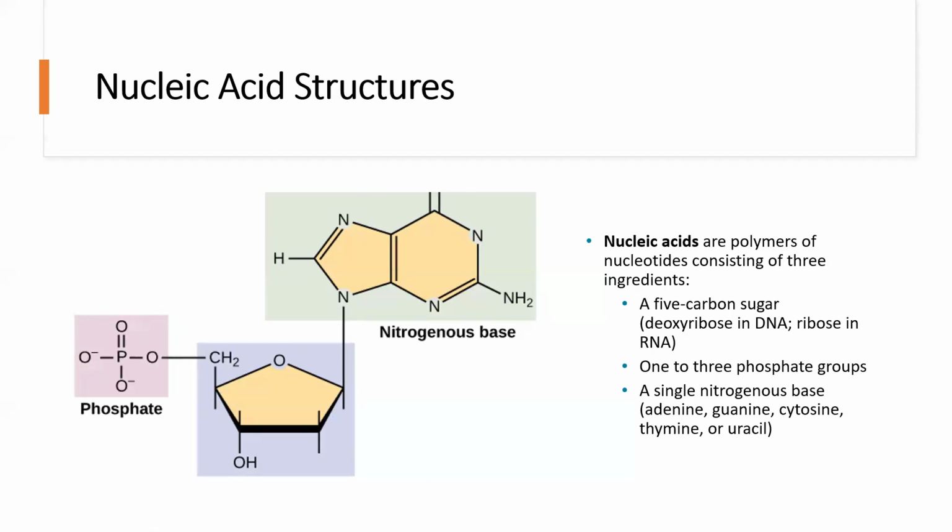Now for our different nitrogenous bases, they can be adenine, guanine, cytosine, or thymine in DNA. And in RNA, that thymine is subbed out for uracil. Likewise, our pentose sugar in DNA is deoxyribose, and our pentose sugar in RNA is ribose.